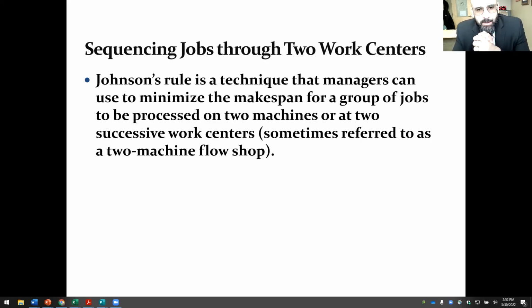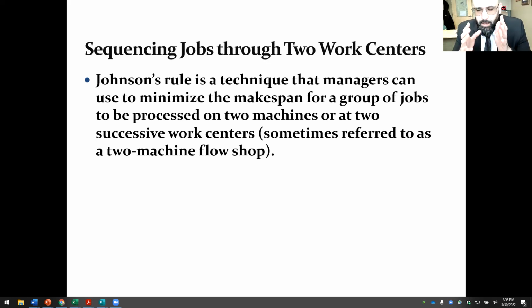Hi again. In this video, we're going to talk about job sequencing through two work centers. In this case, we could use Johnson's rule, which is a technique that managers can use to minimize the makespan. The makespan is basically the lead time. Think about it as a lead time. How long will it take you to finish one job?